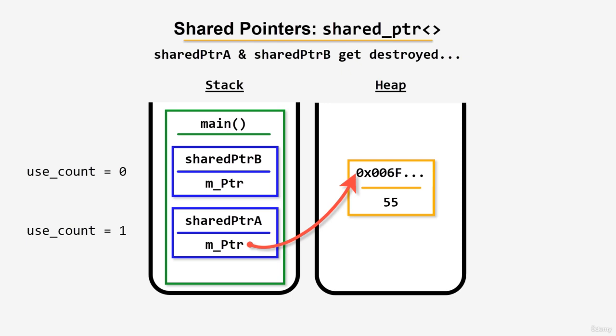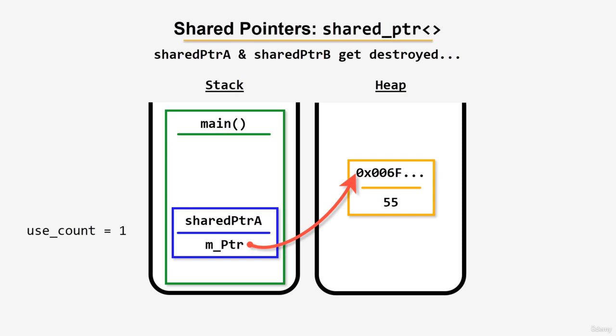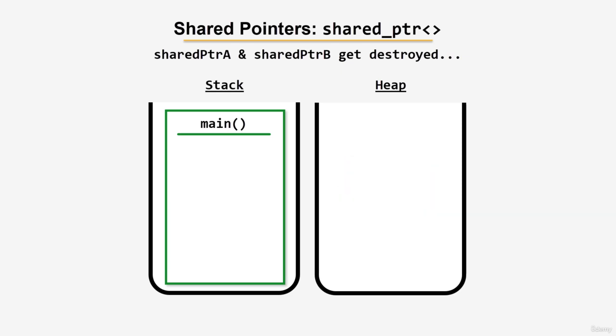Let's say we reach the closing curly brace of the main function, for example. Shared pointer B does not manage anything on the heap currently, so we can destroy that. When shared pointer A goes out of scope and gets destroyed, the heap object will get deallocated because shared pointer A is the only object that is currently managing it.